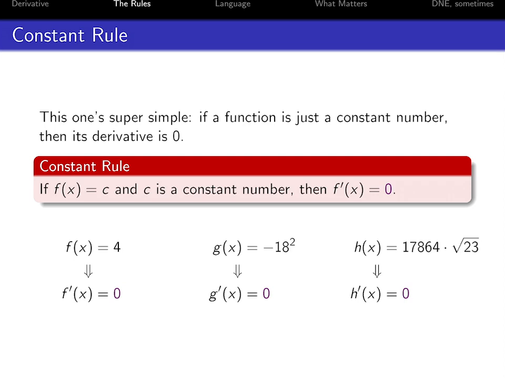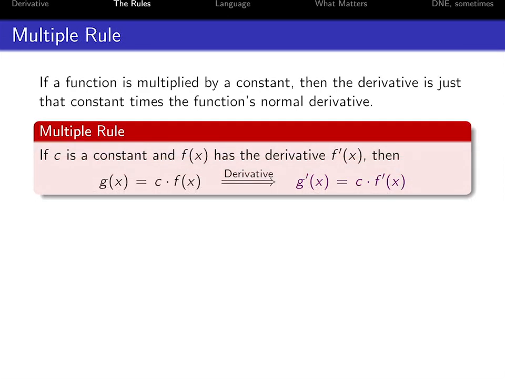It doesn't matter what's going on to the number. If it's just a constant, it turns into a 0 when you take the derivative. And that makes a lot of sense, right? A constant function is just a flat line. What's the slope of a flat line? 0. Next rule is the multiple rule.